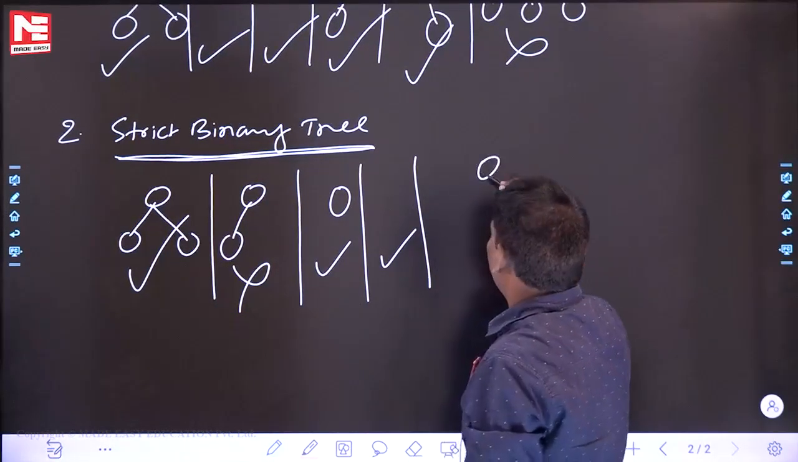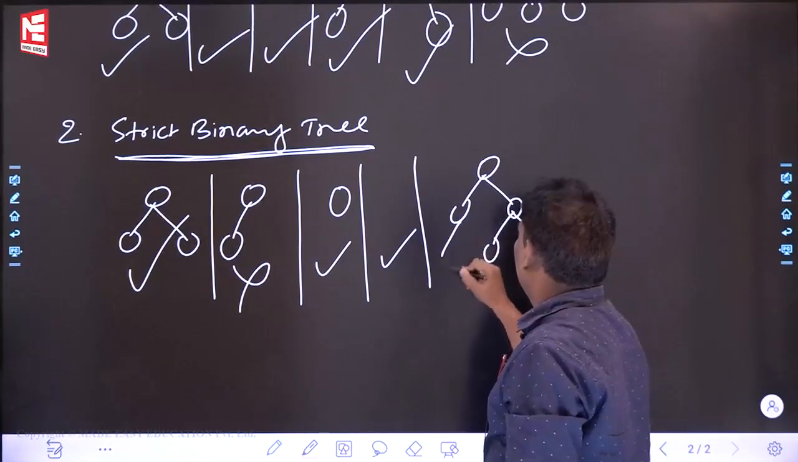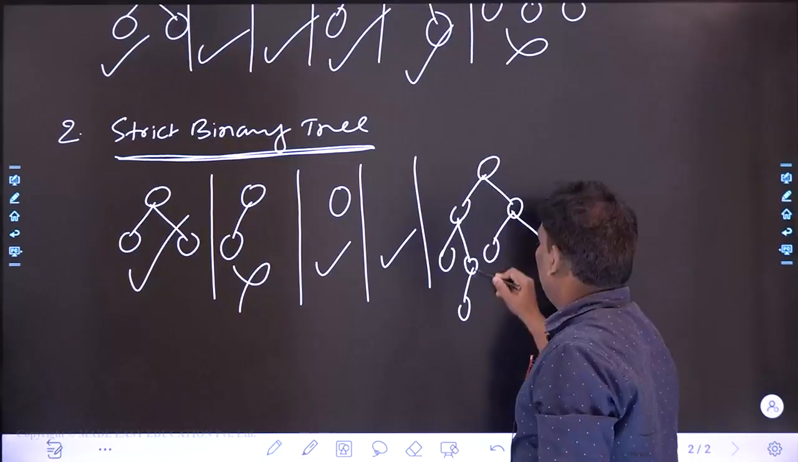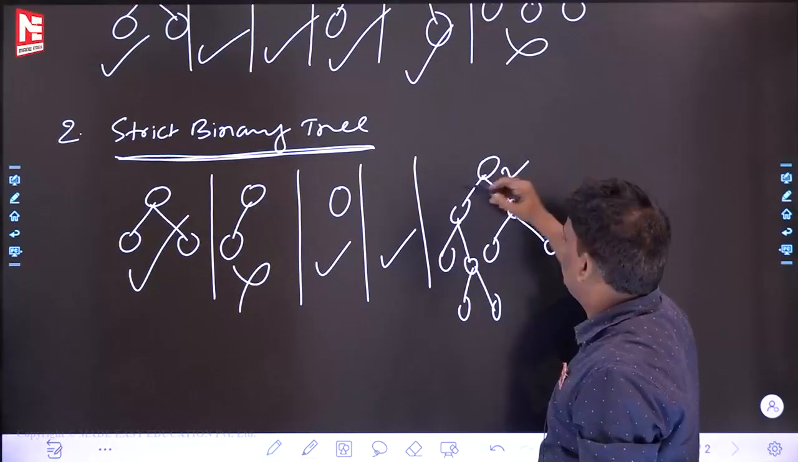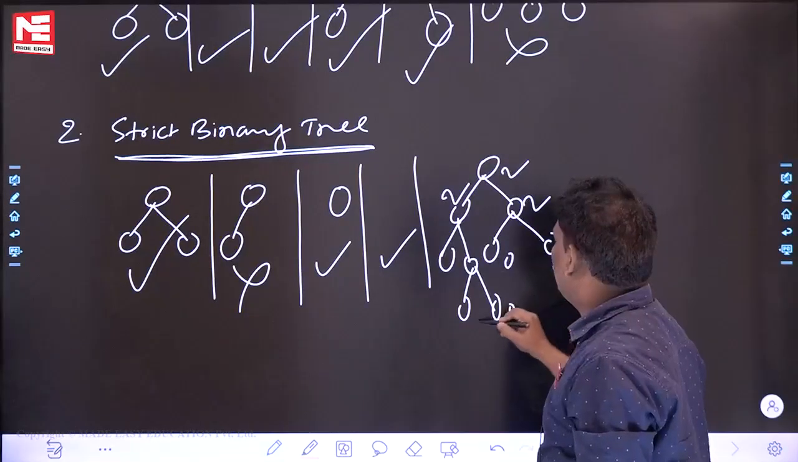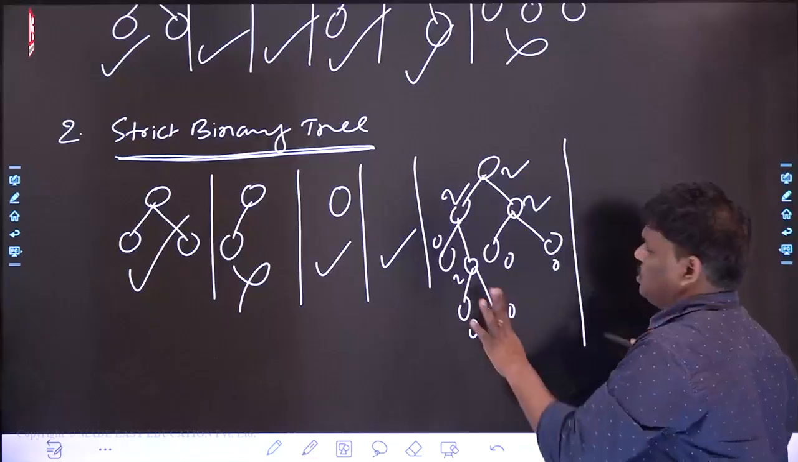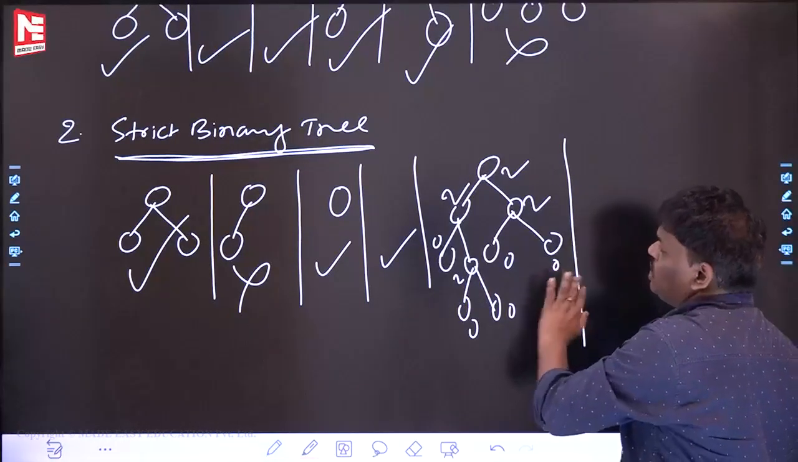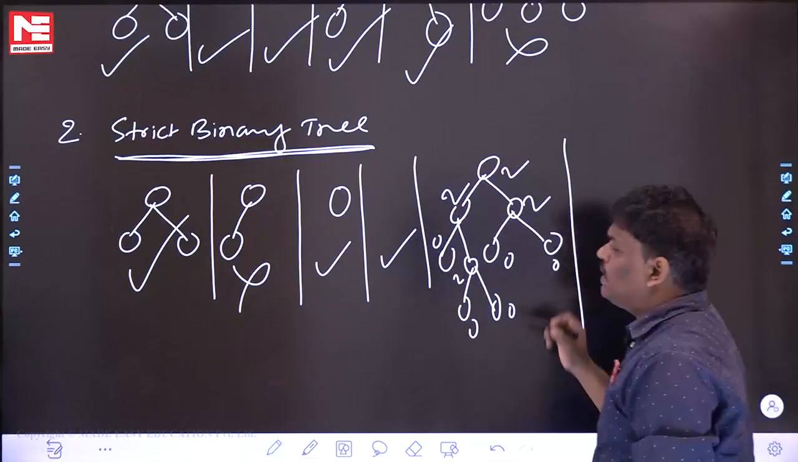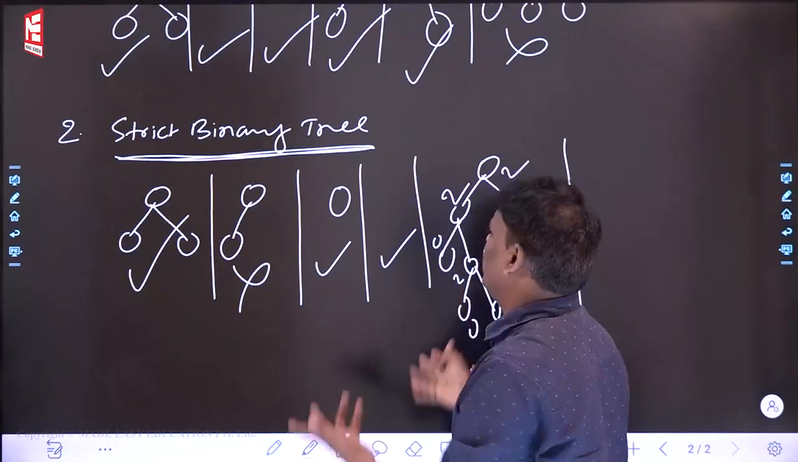Next one, what about this one? Let's check here. 2, no problem. 2, no problem. 2, no problem. 0, 0, 0, 0, 2, 0. See, everywhere either 2 or 0. That is called a strict binary tree. In a binary tree, every node contains maximum 2 children.